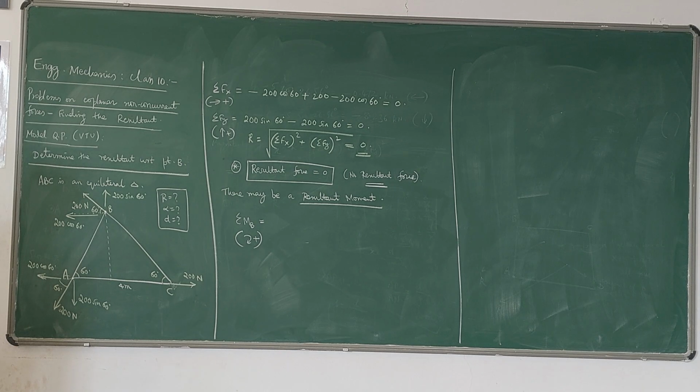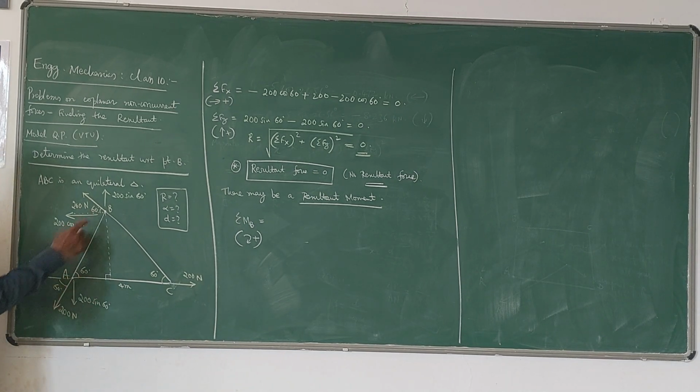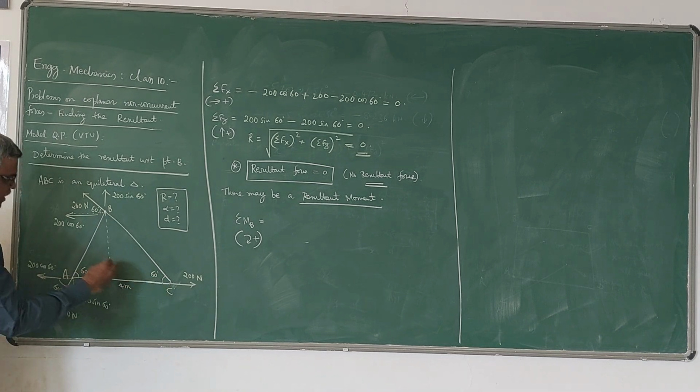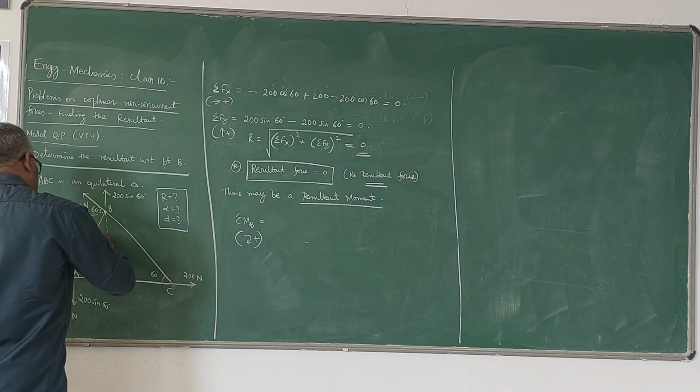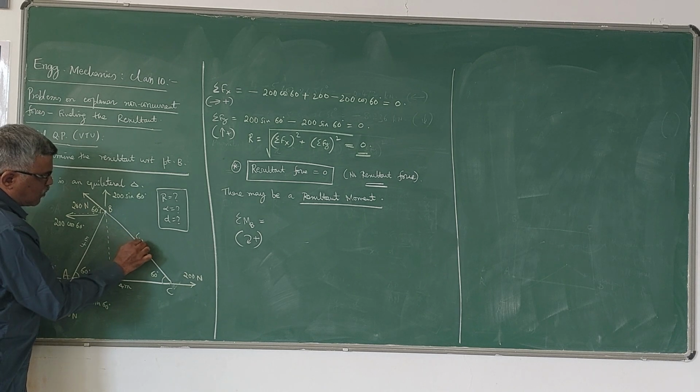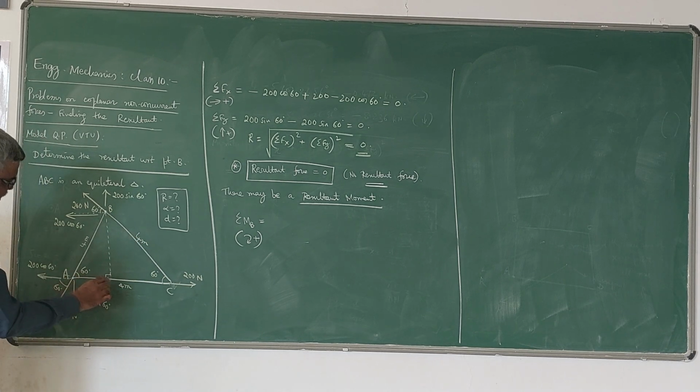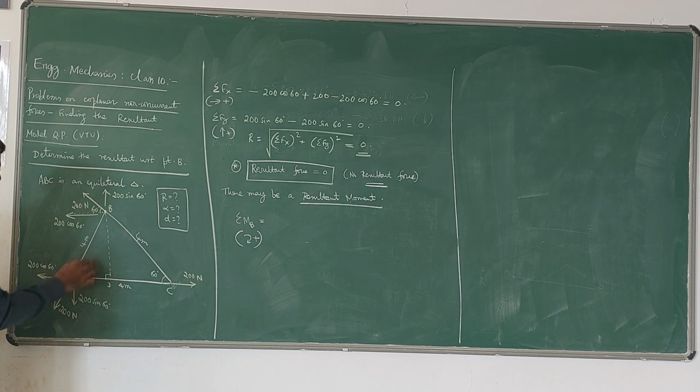Now let us calculate what is the moment. For that, I need this distance. Since it is an equilateral triangle, this is 4 meters, this also will be 4 meters, and this also will be 4 meters. This D becomes the midpoint. So now I want this distance, vertical distance I need.